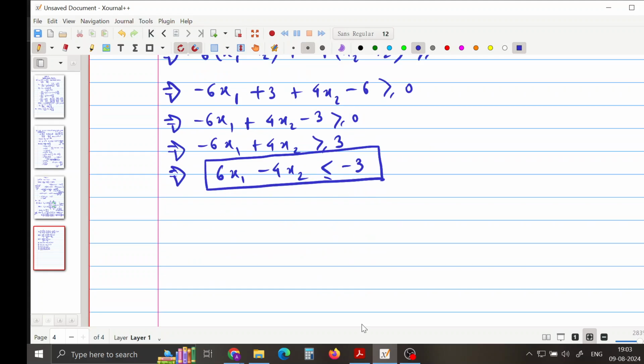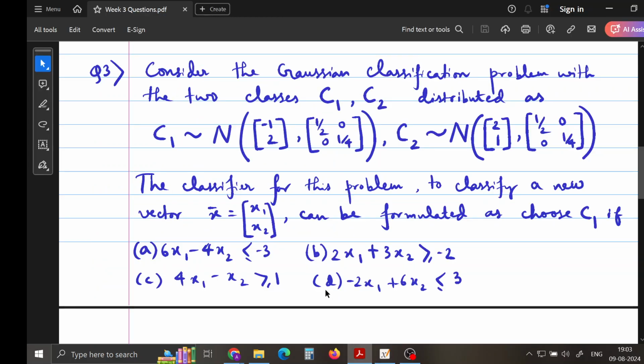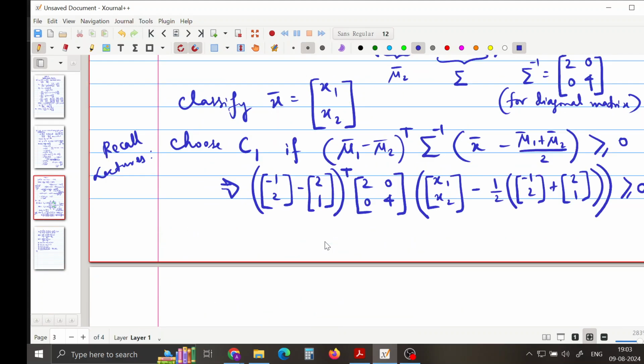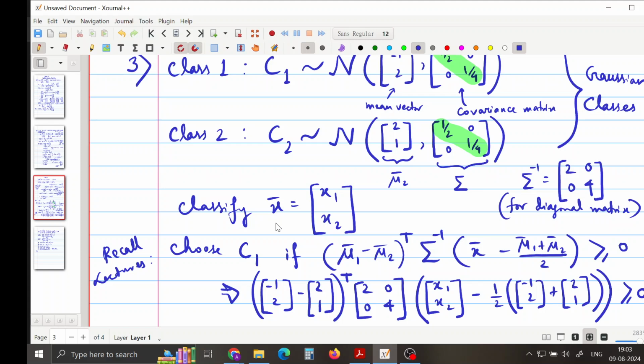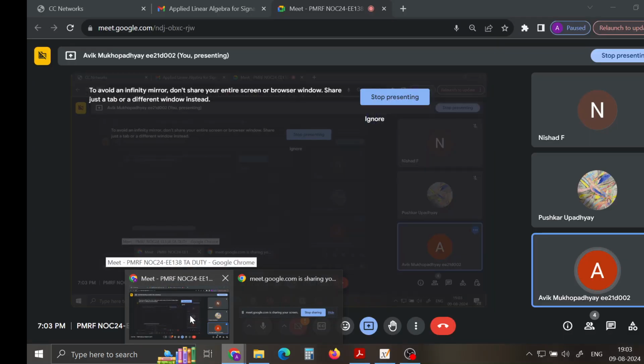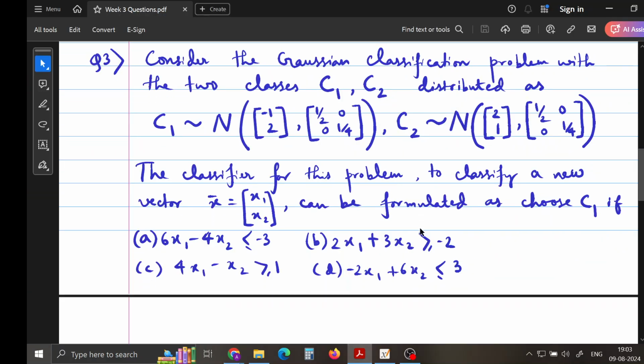This is my condition for choosing the C1 class, and it matches with the first option. So your answer is the first option. Is this clear? Yes, so far so good. Okay.